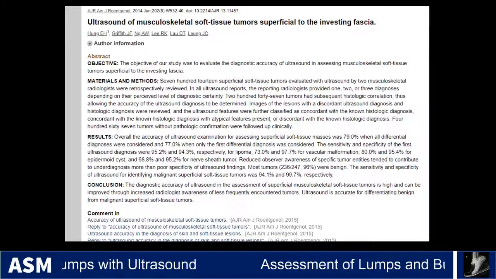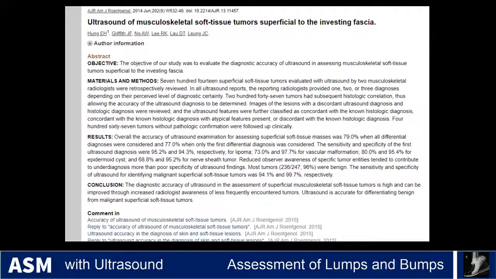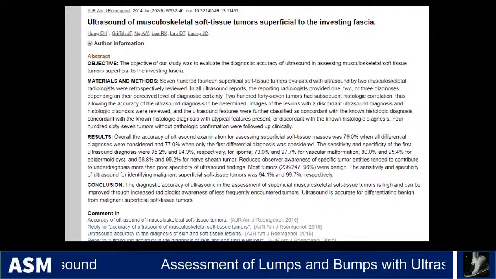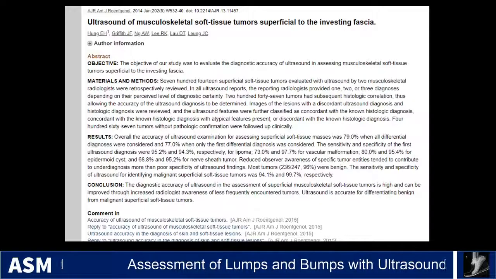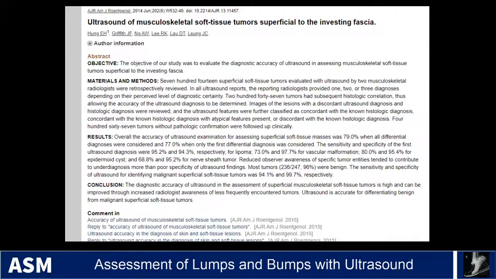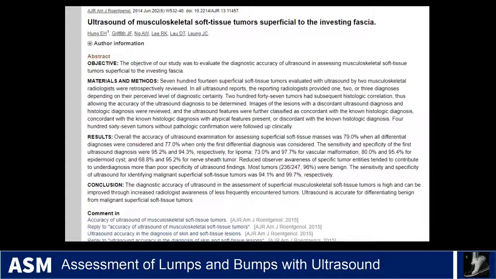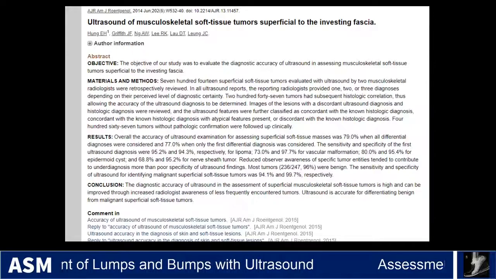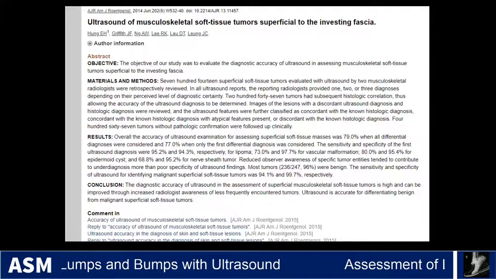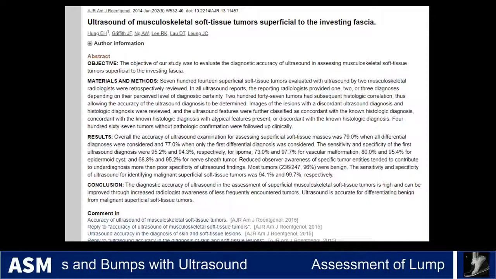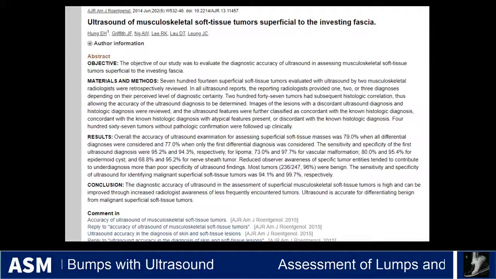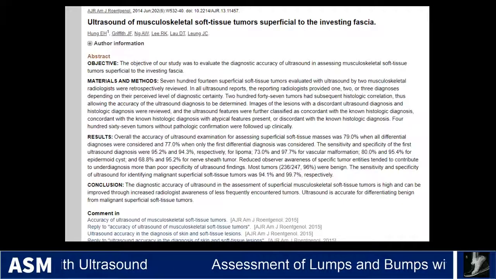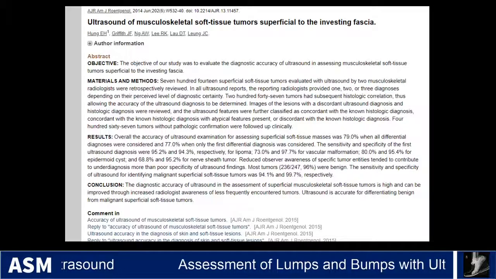And this is a larger series of soft tissue tumors, and these were all superficial to the fascia. They had 714 masses. Of these, 247 had pathologic correlation. And compared to the accuracies that we were seeing before, in this paper they reported an accuracy when you take all of the potential diagnoses included, so the differential diagnosis for the masses, 79% were correct, 21% were incorrect.